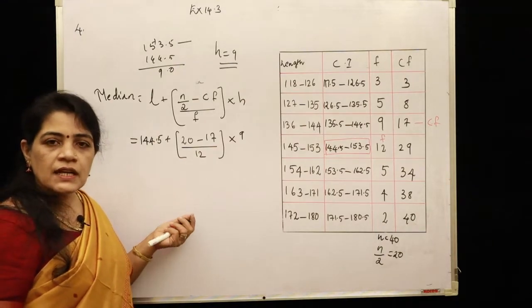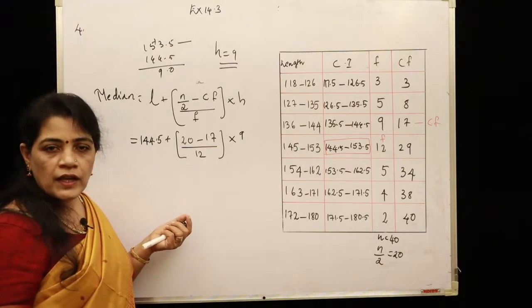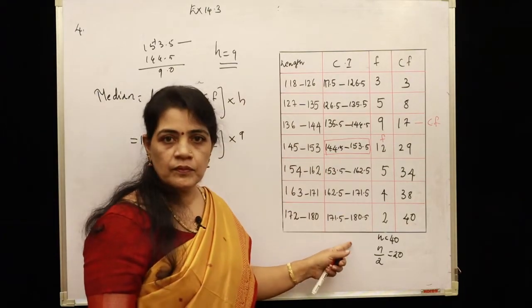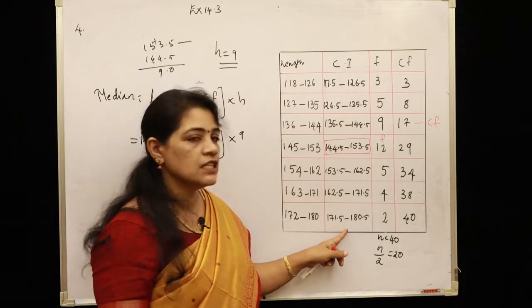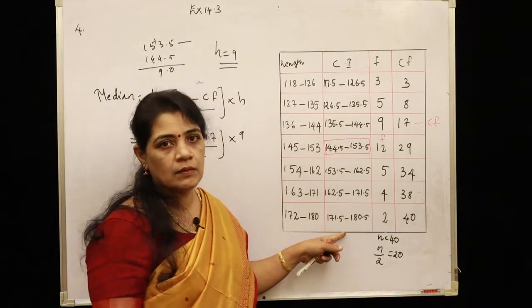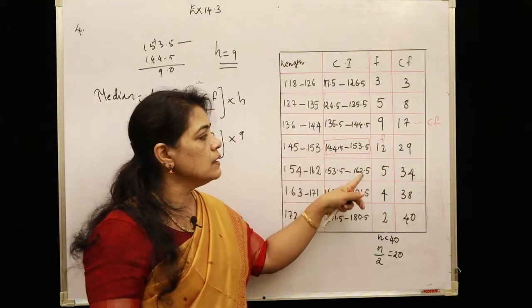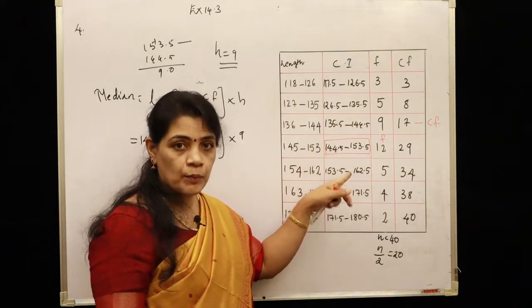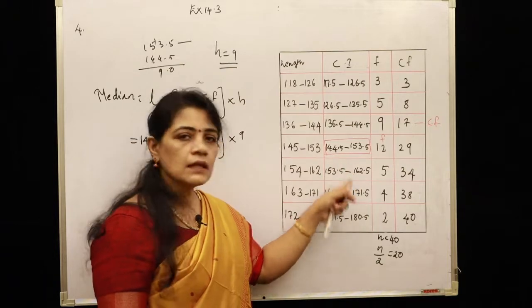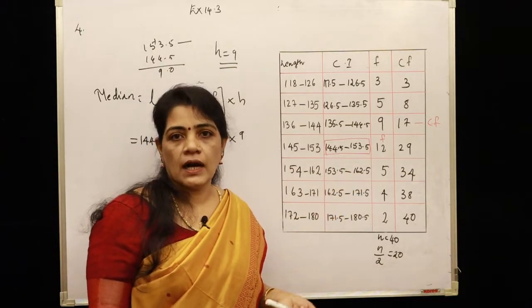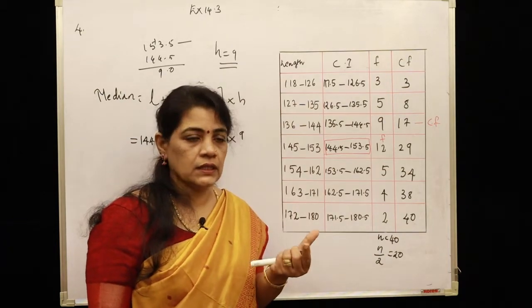So, the substitution is clear, children. We have to find the upper limit minus lower limit from the continuous form, that means from this table. These are the actual class limits. By subtracting the adjustment factor from the lower limits and adding the adjustment factor to the upper limits, you will get the actual class limits. Then take their difference and that will give you the height, or the class width.